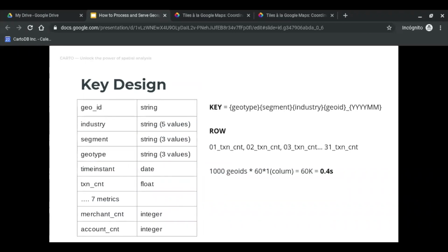And here, one of the hard things with BigTable was to guess a good key design, and for that, we organized the time series based on that. So the original idea is to work with the geotype, after that the segment, the industry, and the GeoID. And if you check, in one GeoID you have all the data of 1 month inside of a row.